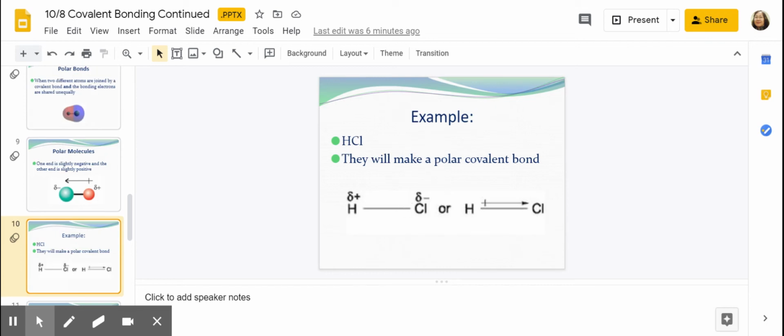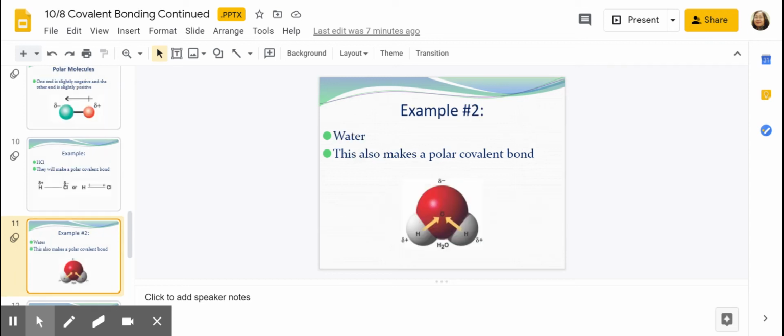Okay, so this is a very typical polar molecule, HCl, formed with hydrogen and chlorine. We call this hydrochloric acid. It's a typical acid. So this is a typical polar covalent bond. Chlorine is stronger, so it's pulling the shared electrons more toward chlorine. So this is partially negative, and this is partially positive.